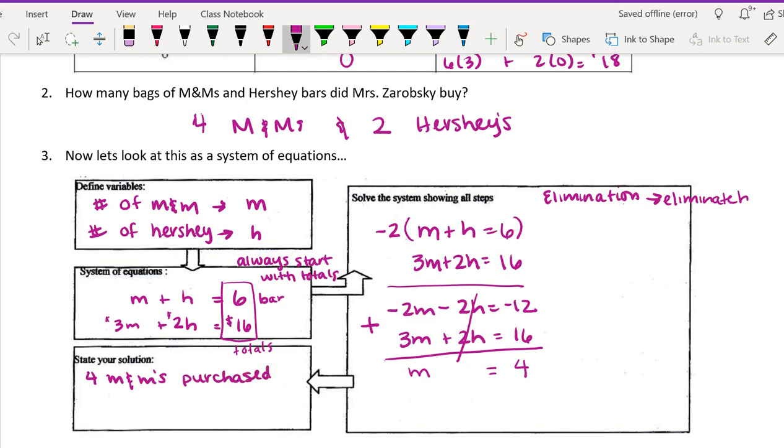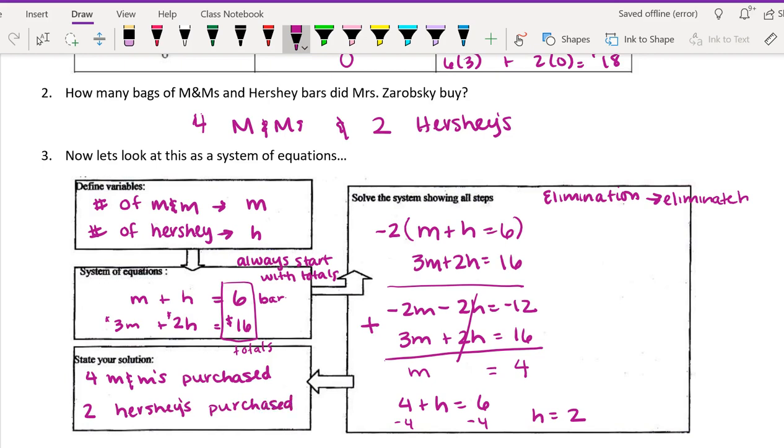So if I want to know how many Hershey bars I purchased, the first equation is probably the easiest, so I'm going to substitute that back in. 4 plus H is equal to 6, which means that H is equal to 2. So 2 Hershey's purchased.